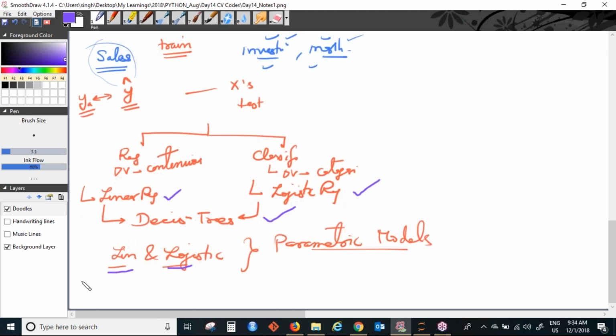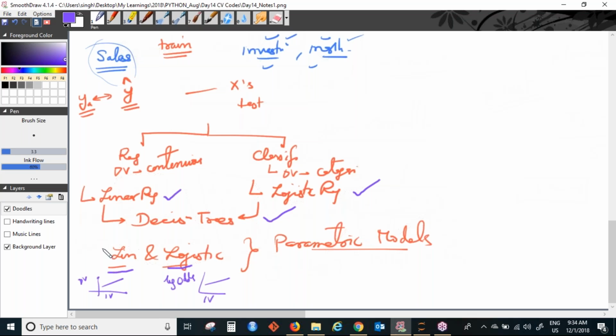For example, if you go back to the assumptions of linear regression, you will see it has a few assumptions. One of the assumptions is that the dependent variable should have a linear relationship with the independent variable. These assumptions are present in linear as well as in logistic. In logistic also you have some assumptions, like the log of odds should have a linear relationship with the independent variable. These are the assumptions in linear and logistic.